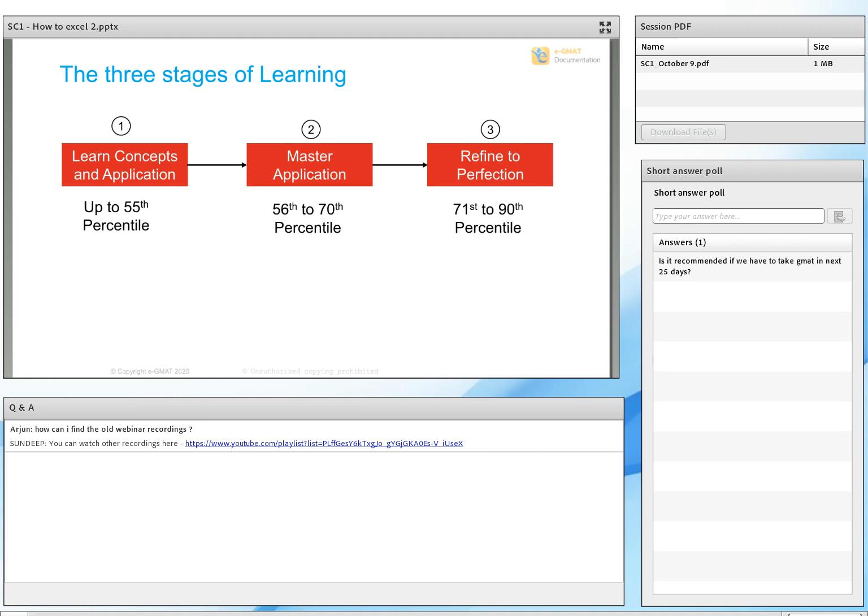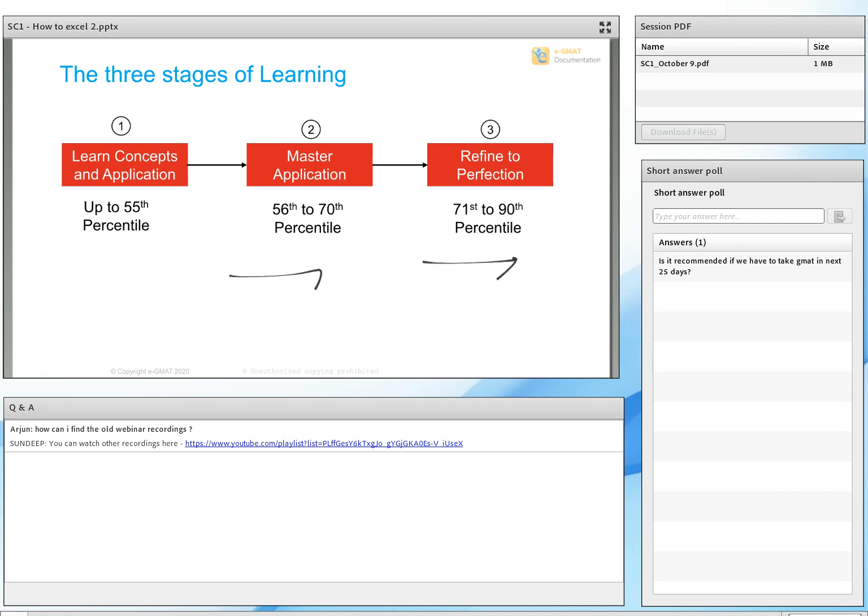So, how do these stages lead to improvement in ability? When you go through stage one, you get up to about the 55th percentile ability if you do stage one well. If you do stage two well, you can go from the 56th to about the 80th percentile, depending on how well you do it, so between the 70th and 80th percentile. So that's the jump that you make, and then as you get to stage three, you make that jump from the 71st to that 90th percentile or so.